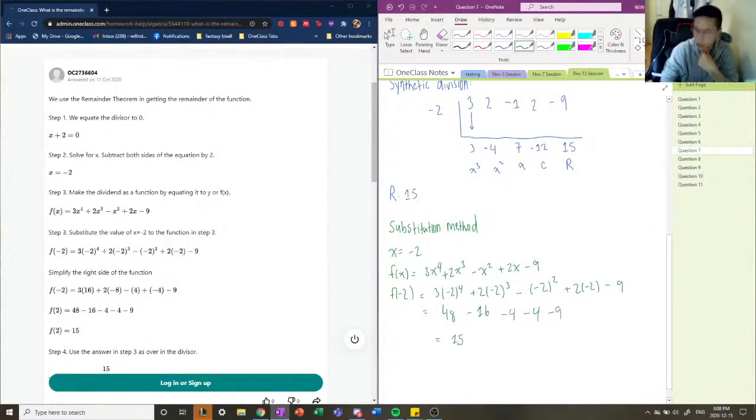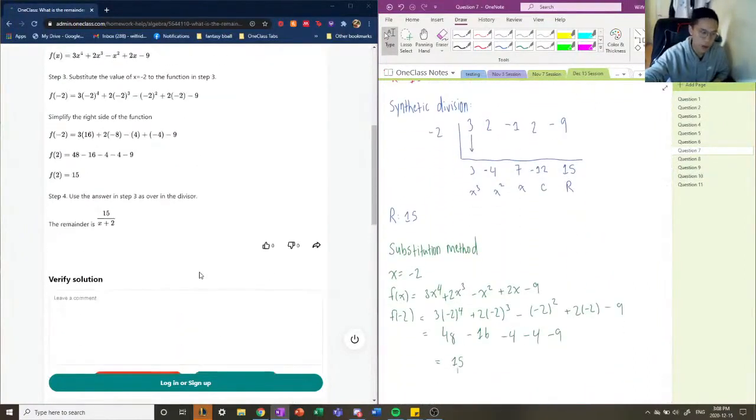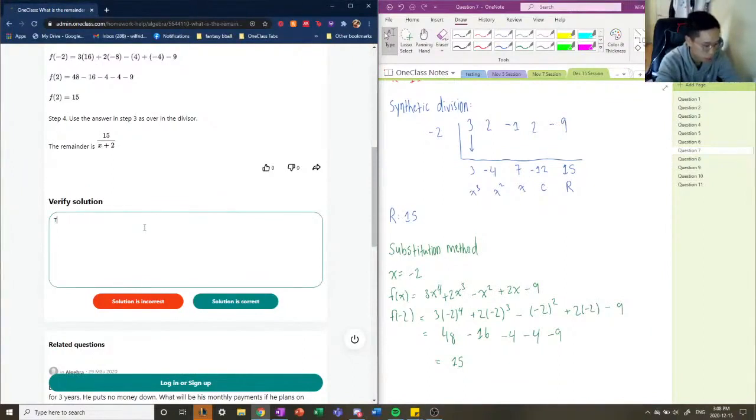So that's our remainder. We can see through all three of our methods, we got the same remainder, so this is obviously correct. And they wrote the remainder as the remainder over the divisor. So this solution is correct. Good job.